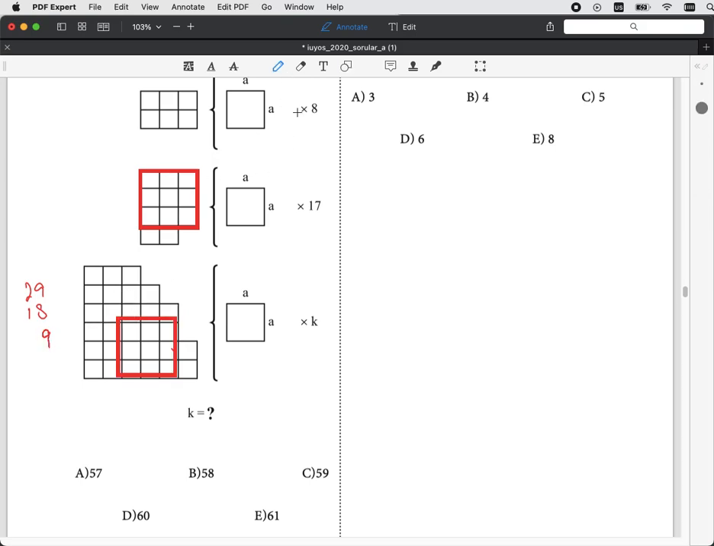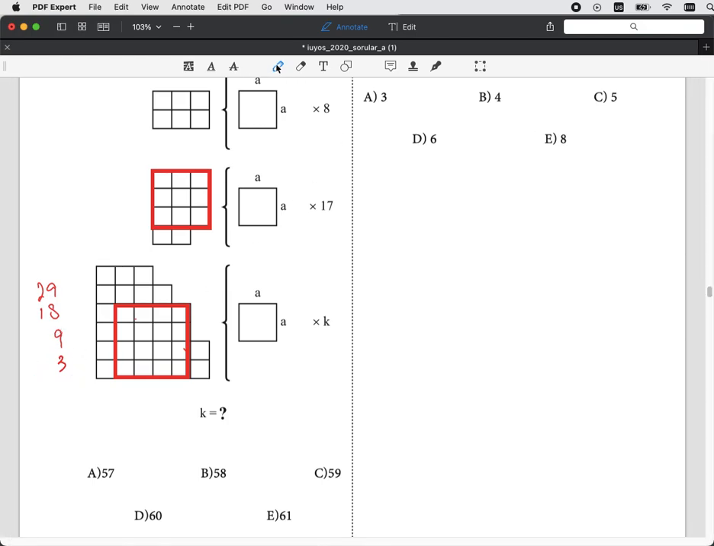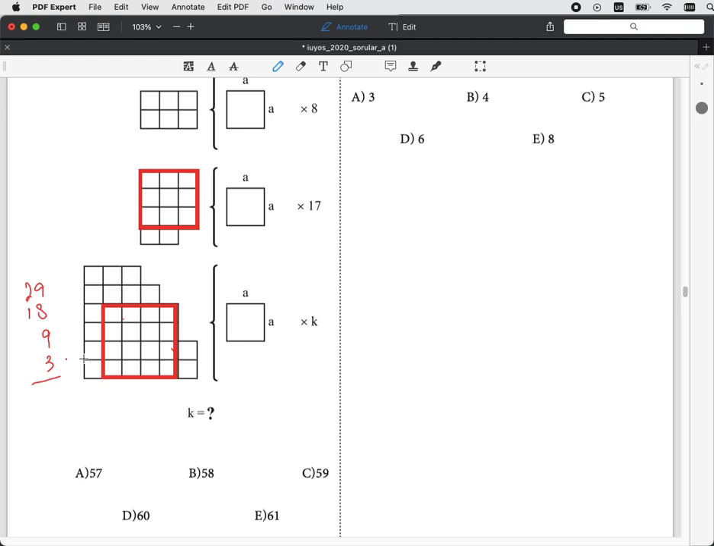And now it is 4 unit square. So 1, 2, 3, just 3. That's it. Okay, then 17, 29, 18, 9, 3 gives 59. The answer is C.